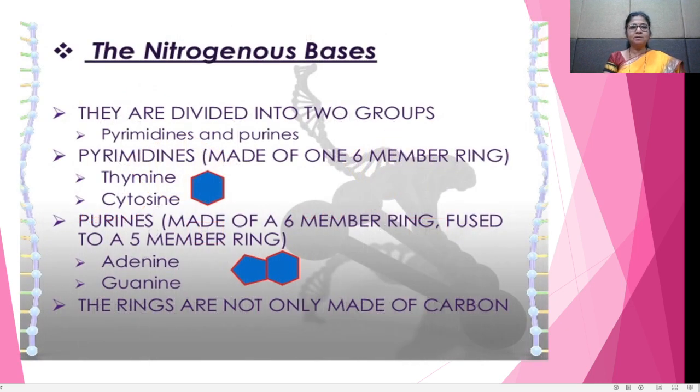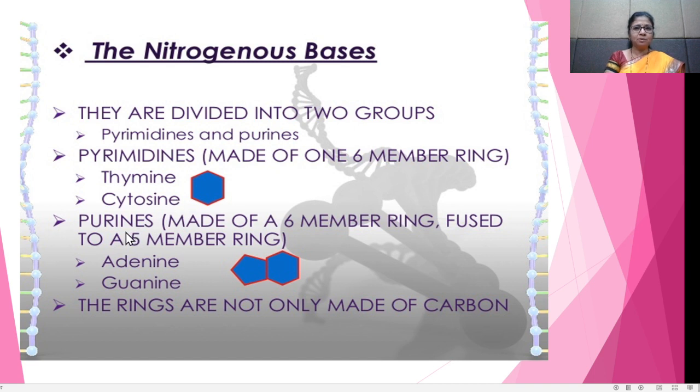Now see the nitrogenous bases which are present in the nucleotides. They are divided into two groups, pyrimidines and purines. The pyrimidines are made up of a 6-membered ring. This type of 6-membered ring is the pyrimidine ring. The bases of this type are thymine and cytosine.